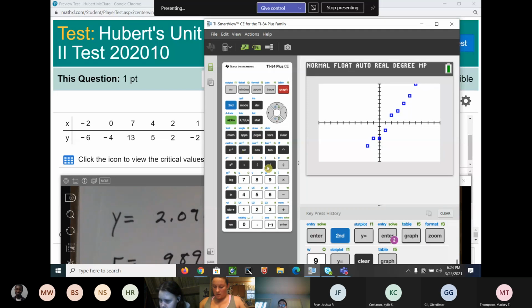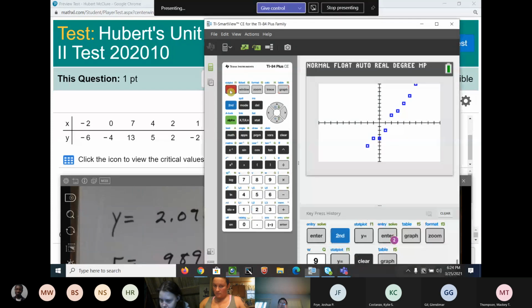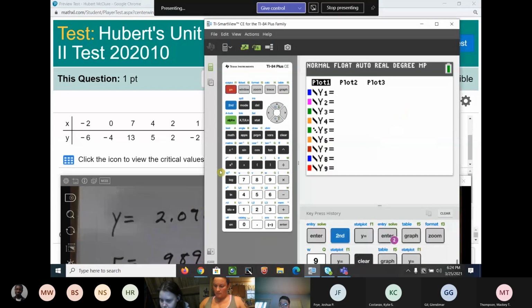Now, I'm going to go ahead and finish it off. Now I'm going to punch my line in. What line? The line that I wrote down right here. I'm going to punch that in. Y is equal 2.69.